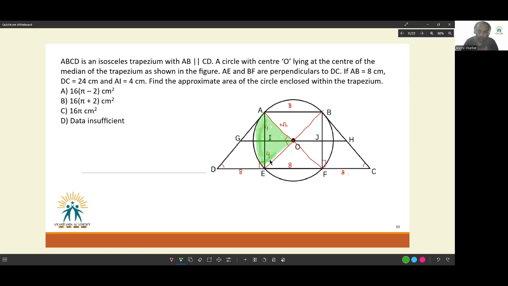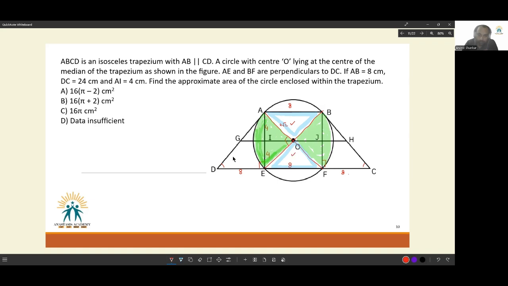This entire portion is 1/4 of the circle. And this entire portion is also 1/4 of the circle. And this portion is simply the right angle triangle, which is part of the circle and also the trapezium. This blue portion is also part of the circle and also part of the trapezium. So we need measures of this. We need to figure out their lengths.